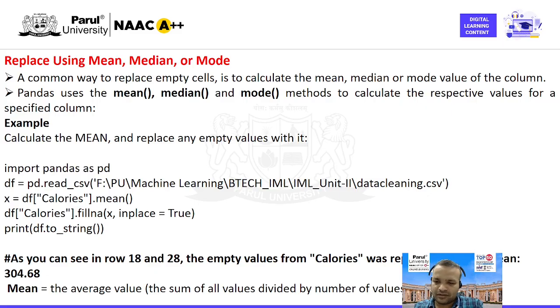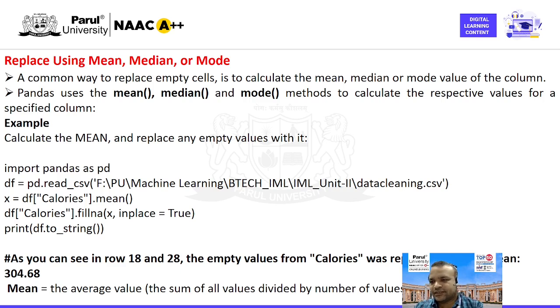We already discussed the mean, median, mode. In mathematical terminology, how can we calculate what is actually mean, median, and mode? But here we are performing some programming. How can we replace empty values in your program with the mean, mode, and median? So the first example is mean. Calculate the mean and replace any empty value with it.